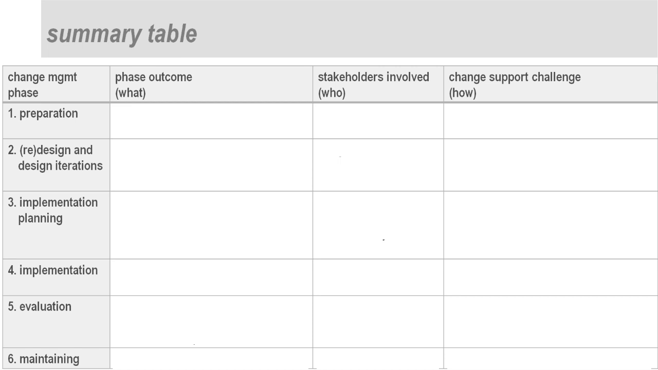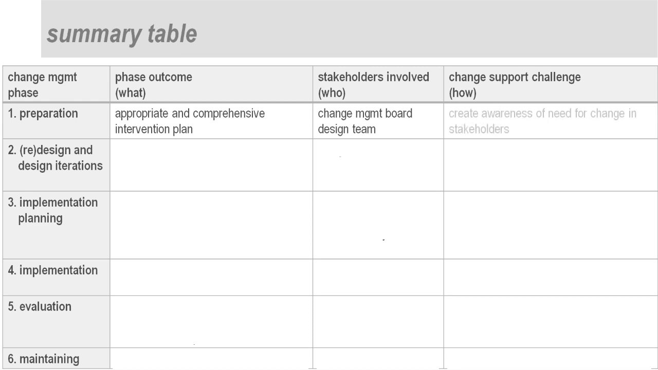The first phase is the preparation phase. The outcome is an appropriate and comprehensive intervention plan that shows us step by step how we are going to redesign the system, plan its implementation, and implement it. The stakeholders involved in that phase are the Change Management Board and the design team. The most important challenge of that phase is to create an awareness of the need for change amongst stakeholders so that they are providing the support for the change.